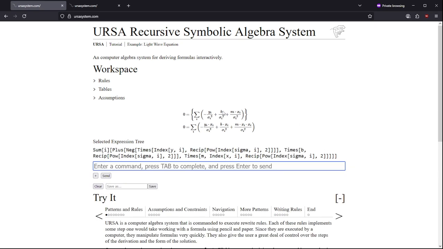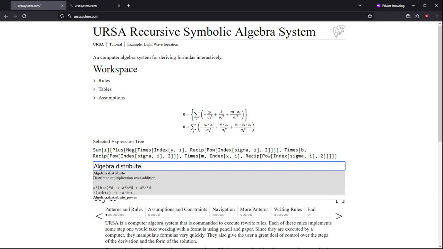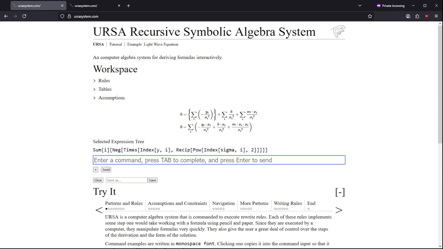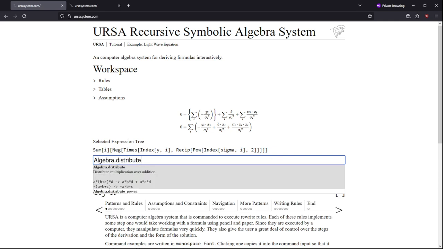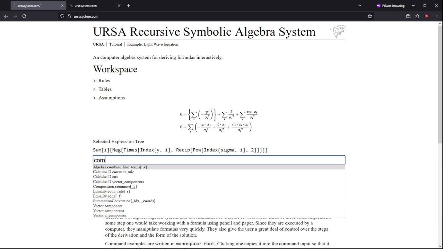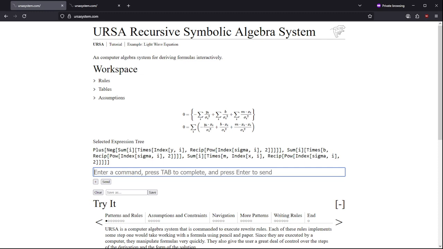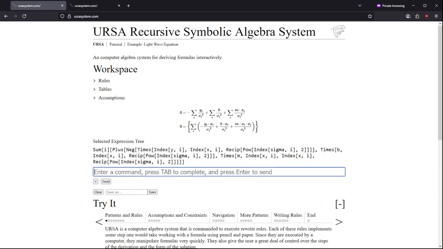And now we want to solve for B and M, so we need to isolate them. I can do that by distributing this sigma sum over its argument. So distribute here takes this sigma sum of a bunch of terms and replaces it with a bunch of sigma sums. And now I'd like to pull this minus sign out as well. There are multiple ways to do that. I can use distribute, again, to distribute the sigma sum over the minus. I can also say commute neg to commute the unary negation out. Either way works. And I'll do the same thing down here.